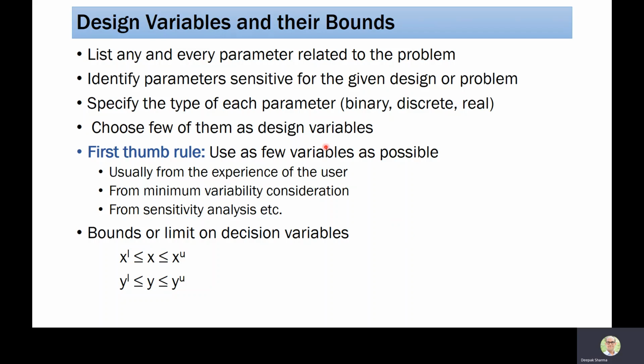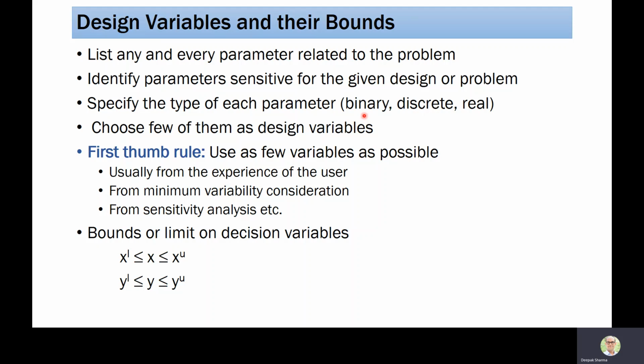So when we are talking about decision variables or design variables, first of all, we have to list each and every parameter related to the problem. Thereafter, the parameters which are sensitive to the given problem will become the decision variables and other parameters will become the constant parameters. Once we have identified the sensitive parameters, basically the decision variables, then we have to identify what types of decision variables they are. They are binary, discrete or real.